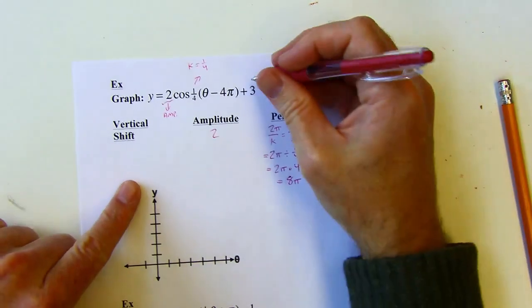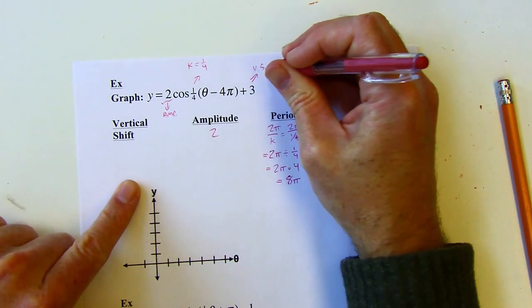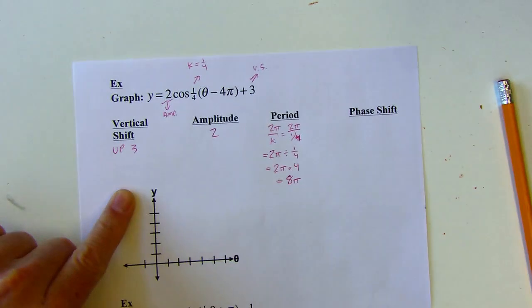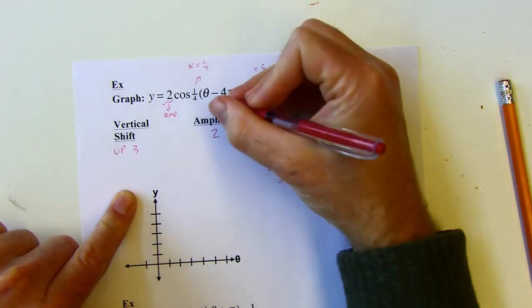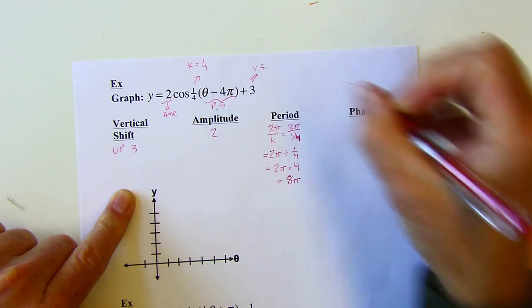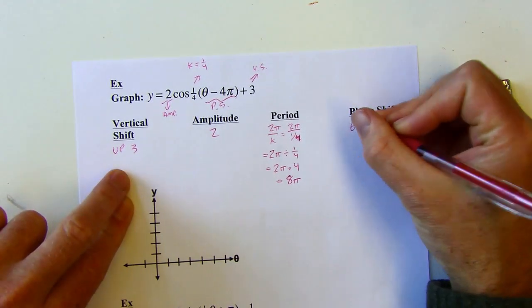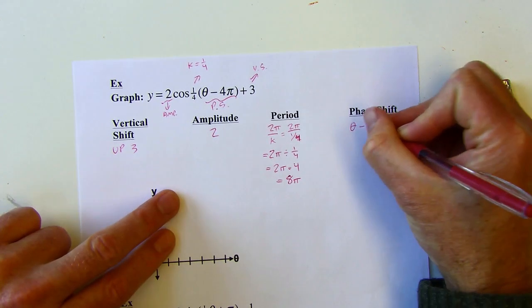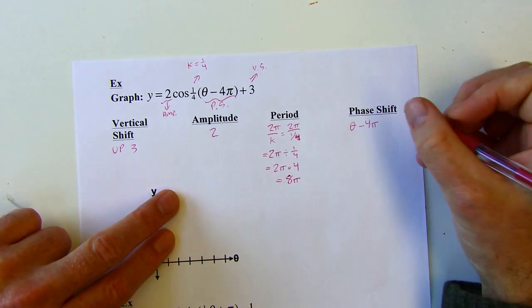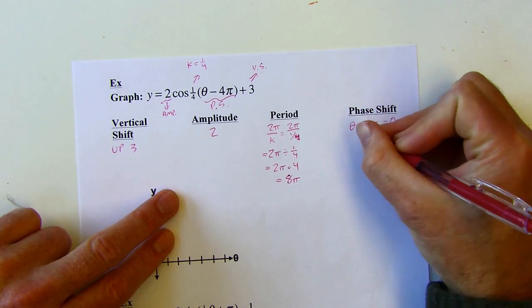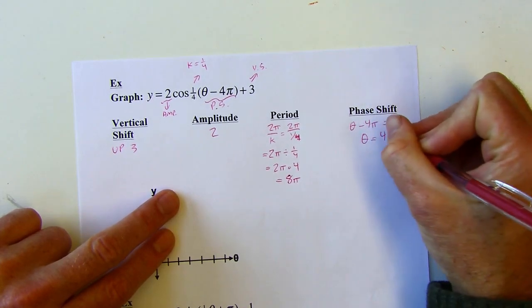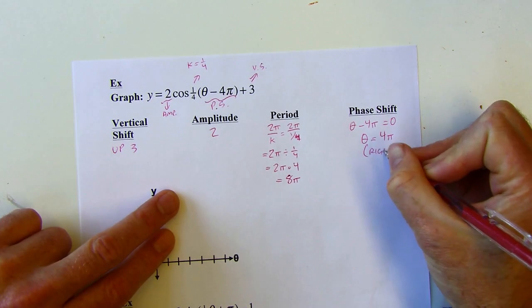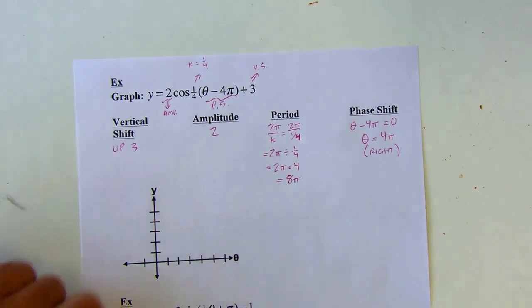Okay, got my amplitude, my period. Hey, this is the vertical shift. So you could just say 3 or up 3. And then the last piece is the phase shift, and that's where I take this and set it equal to 0. My phase shift isn't negative 4 pi because I have to take theta minus 4 pi, set it equal to 0, solve for theta. So it's actually going to be 4 pi. So that means I'm going to move to the right, okay, since it's positive.